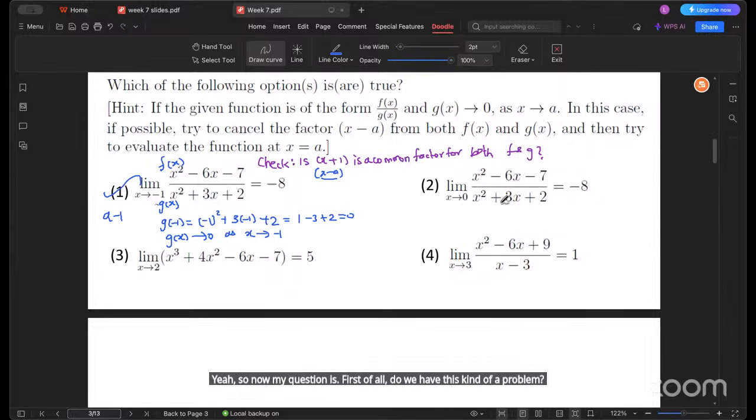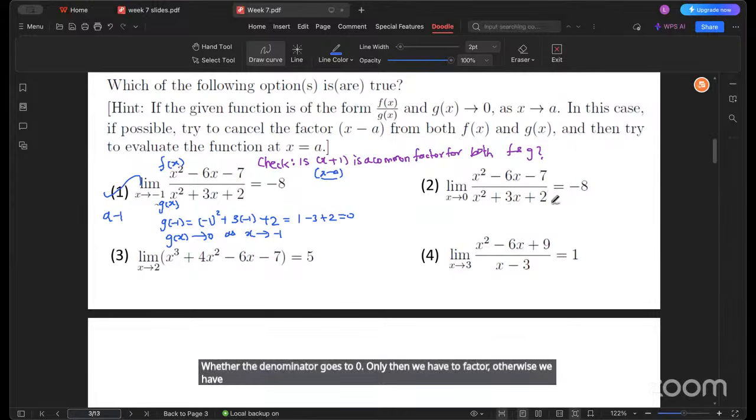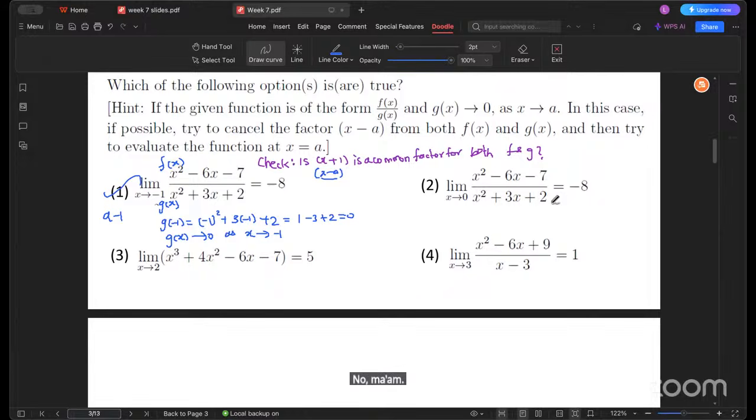Whether the denominator goes to 0. Only then do we have to factor. Otherwise, we don't have to factor. No, ma'am, it's not clear. No, ma'am, it will not be 0.